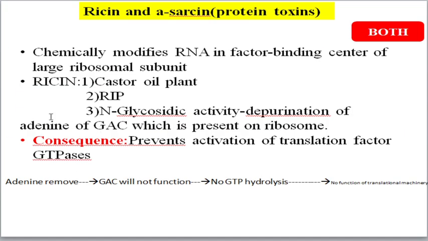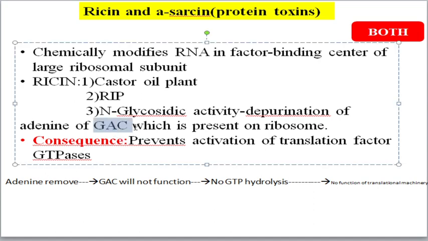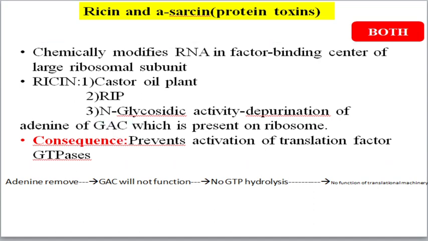So inside your ribosome, this GAC is present, which is very important because, for the process of translation, GTP supplies energy. So there is no ATP involved in the process of translation, only GTP. When ricin is present, what is the consequence? It will prevent the activation of translation factor GTPase enzyme. First, it will cause the adenine to be removed from the GAC. As a result, the GAC will not function. What will happen then? There is no GTP hydrolysis. As a result, the translation machinery will become non-functional.